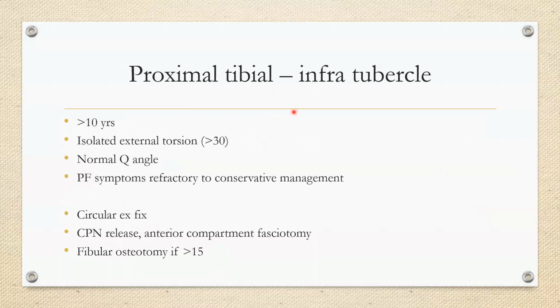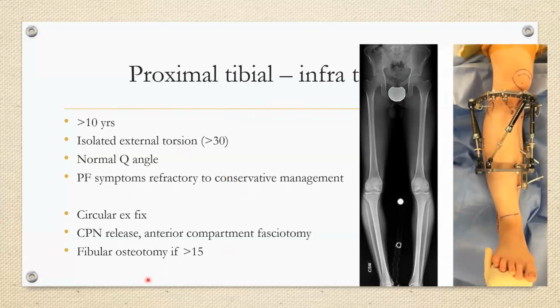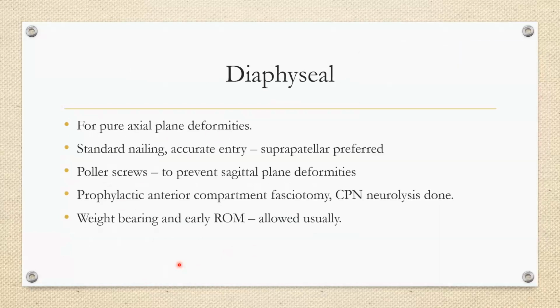Moving on to infratubercular osteotomy, usually done in patients greater than 10 years of age with a normal Q angle, no abnormal patellofemoral alignment, and isolated external tibial torsion, again for patients who fail conservative management. A circular ex-fix can be used, and it almost always requires a common peroneal nerve release, and an anterior compartment fasciotomy is done prophylactically. Fibular osteotomy should be done if a correction of more than 15 degrees is anticipated.